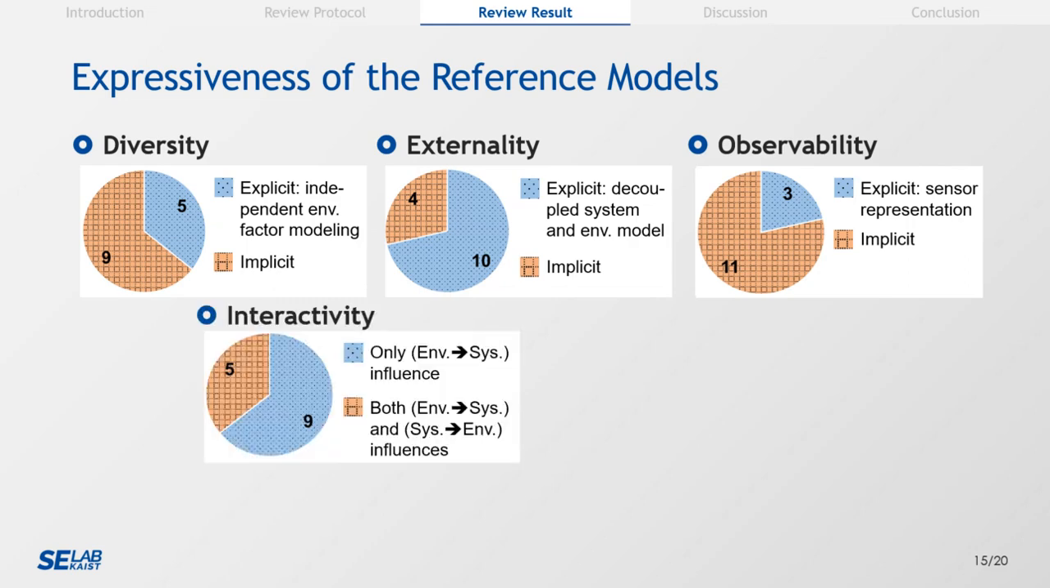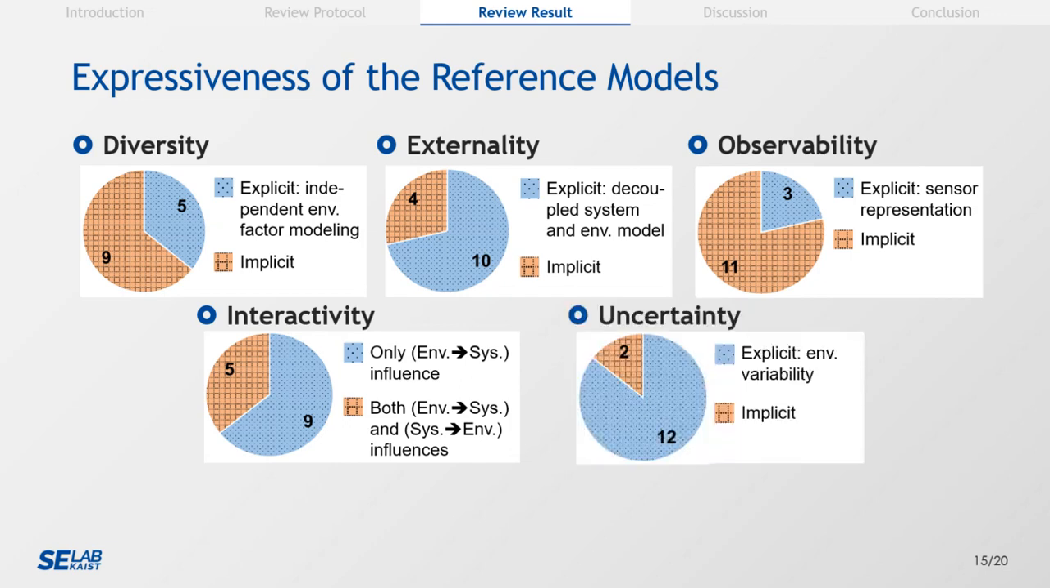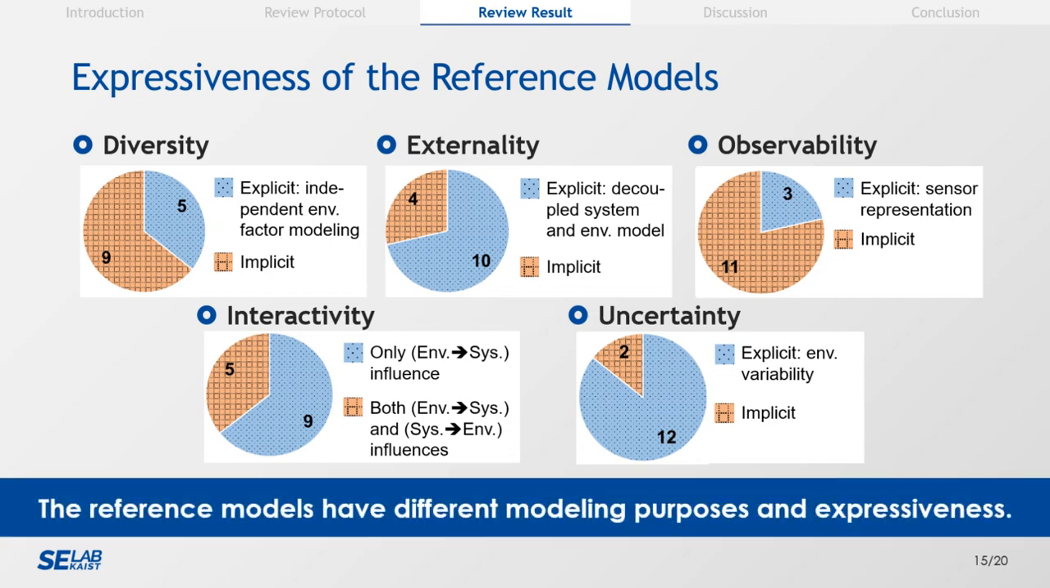For interactivity, 9 models express one-way influence, which means the environment affects the system goals. However, only 5 models express that the environment affects the system, but also the system's adaptation again affects the environment. For uncertainty, most environment models represent that the environment state varies by time. In this research question, we found diverse environment models with various purposes and expressiveness, so the collected references can guide future works.